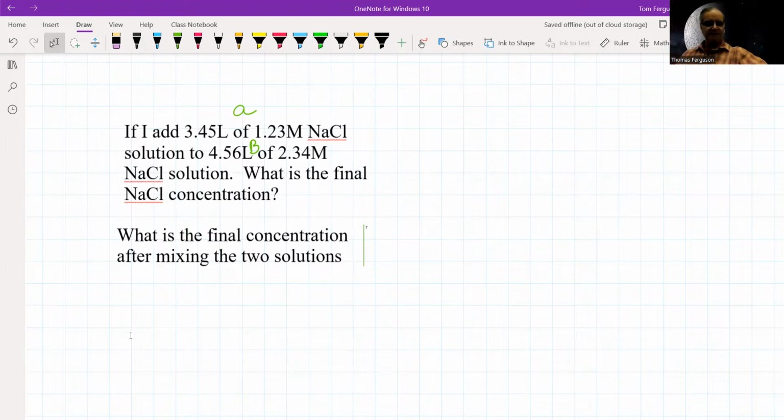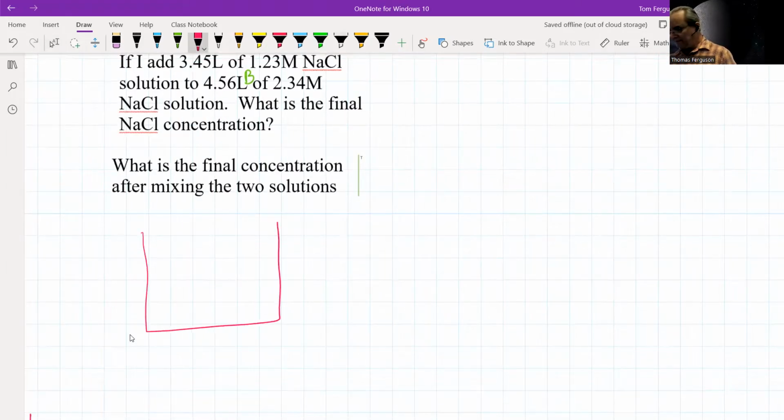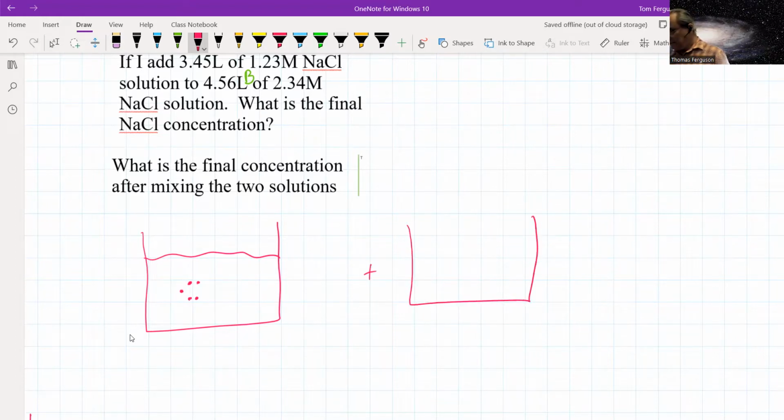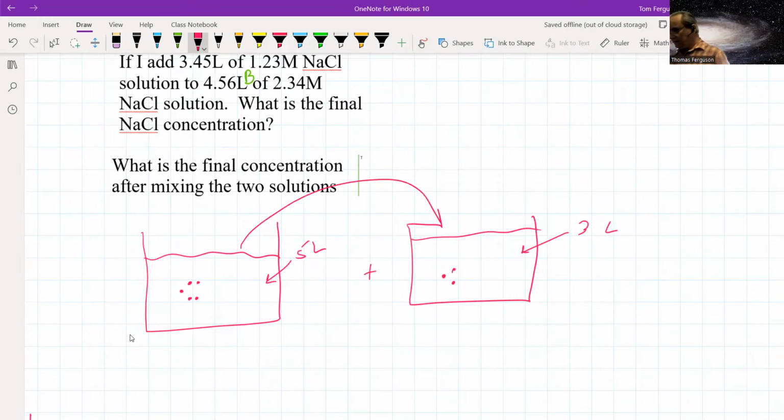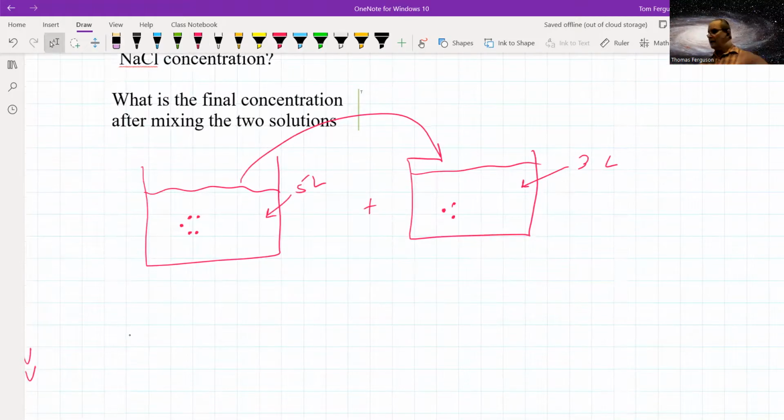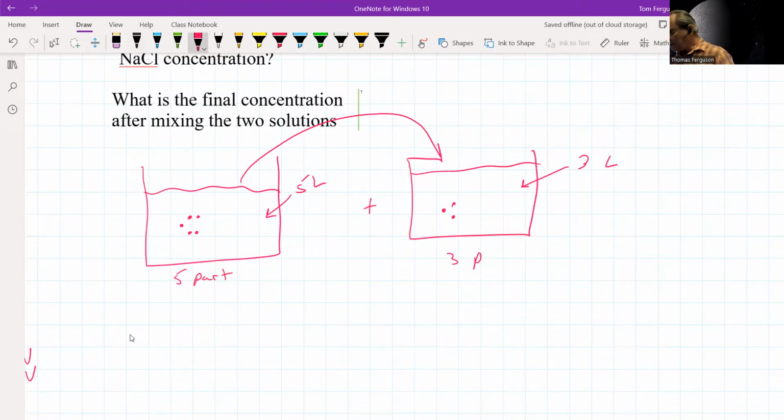So let's look at a graphic of this first. So we have two solutions. Then we dump them together. I want to know the final concentration. So let's look at this. If we have five particles here, three particles. What is our total number of particles when we dump them together? Eight.